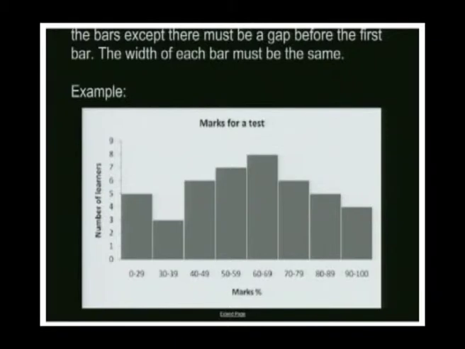For example, the marks of a test. As you can see over here, we've got kids who got 0 to 29. Well, there were 5 people. Over here, 30 to 39. There were 3. 40 to 49. There were 6. 50 to 59. 7. 60 to 69. 8. 70 to 79. There were 6, 5, and 4.